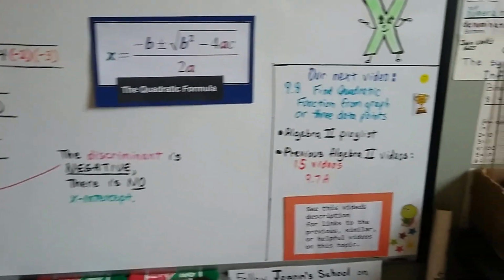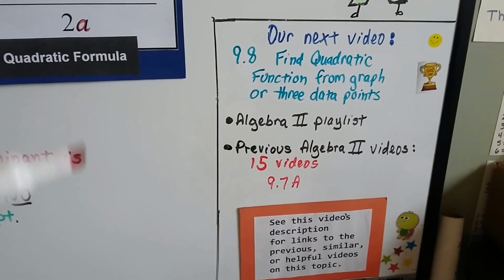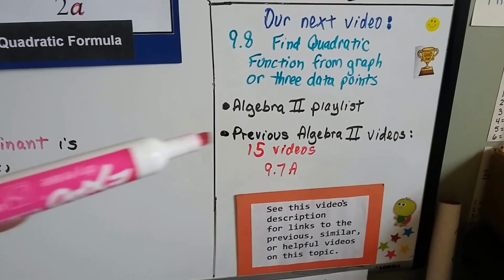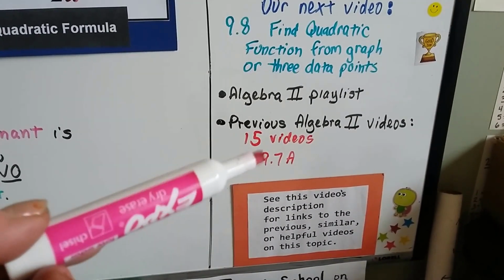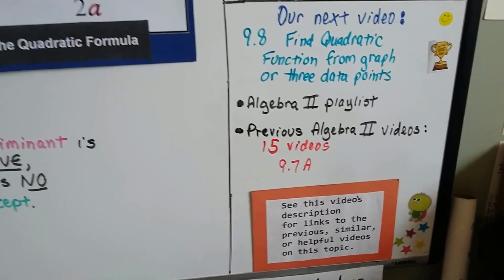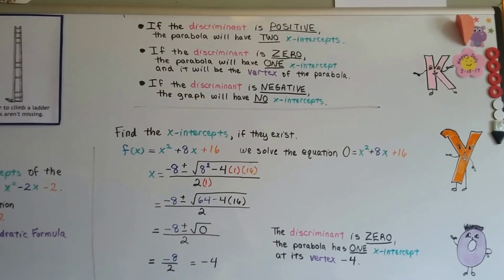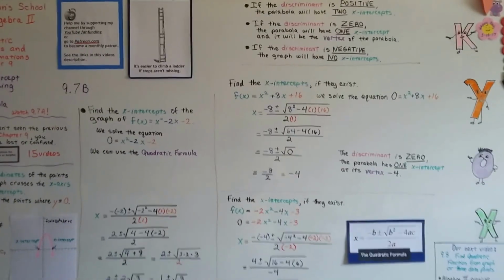Our next video, we're going to talk about how to find quadratic functions from the graph or 3 data points. I'm going to add this video to the Algebra II playlist. I'm going to have the 15 previous videos that we've done so far for Chapter 9. And that one we just did, 9.7a, where it talked about how many x-intercepts there were using the discriminant, okay? All you have to do is click on the description and you can watch that.